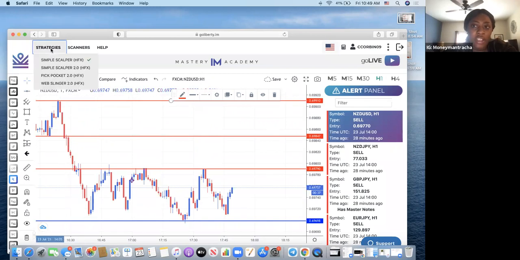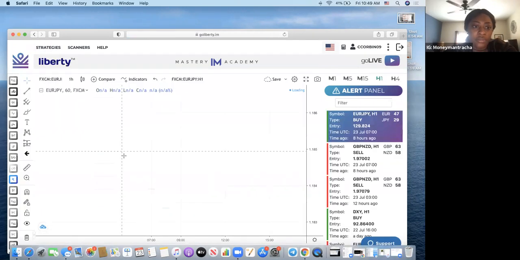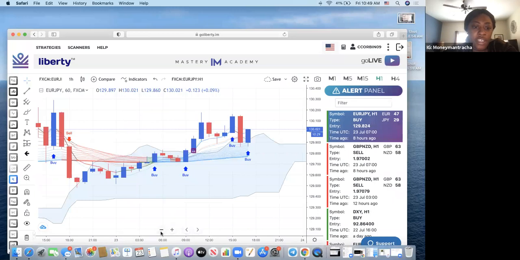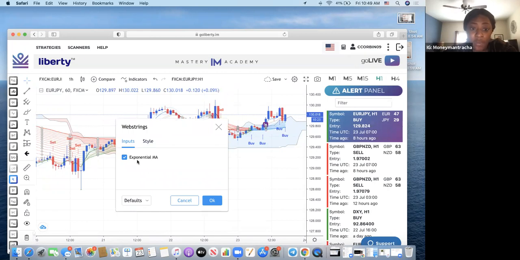So the next strategy, I'm just going to deconstruct really quickly, only because we didn't go over these indicators, but it's pretty simple, is Web Slinger, because again, it's just your web strings, which are 20 different moving, look, exponential moving averages, y'all, EMA. That's all this is, a bunch of different moving averages.